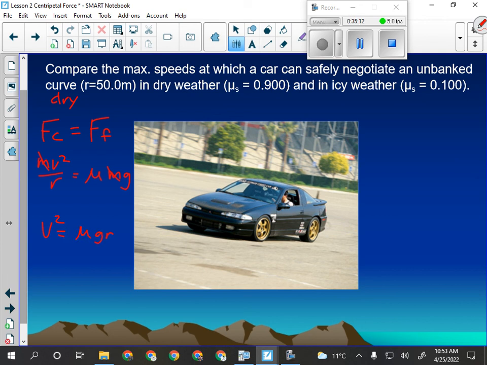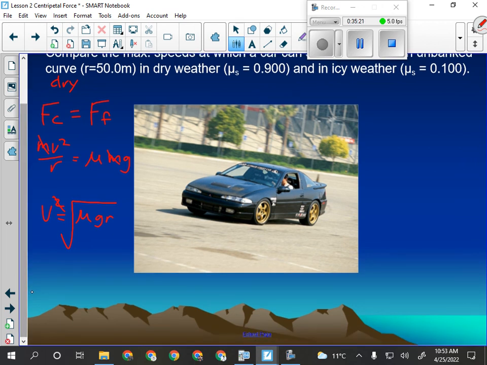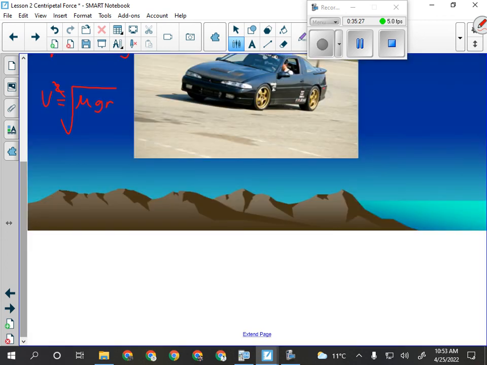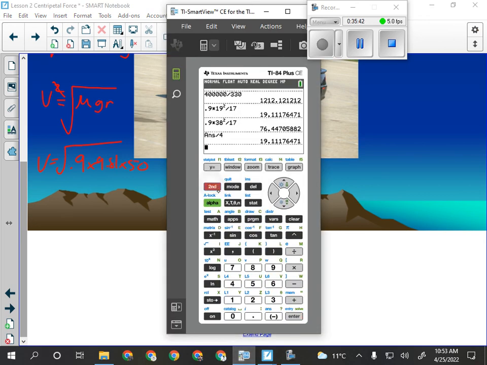I want to find v, not v squared, so the maximum cornering speed under these conditions will be v equals the square root of mu g r, mu times g times r. For us, that'll be the square root of 0.9 times 9.81 times 50 meters, which is the radius of the circle. So we can take that corner under ideal conditions at 21 meters per second.